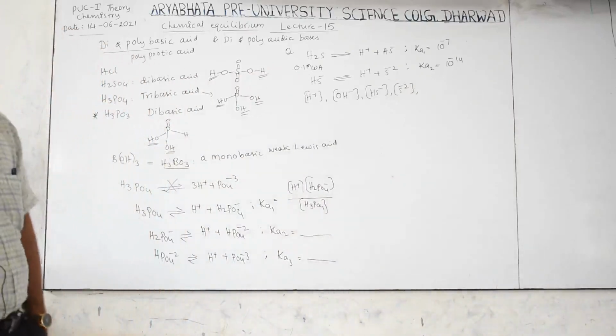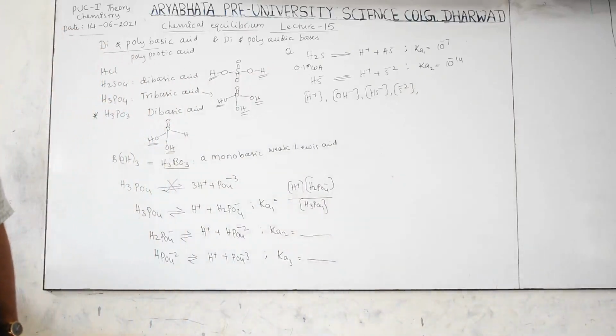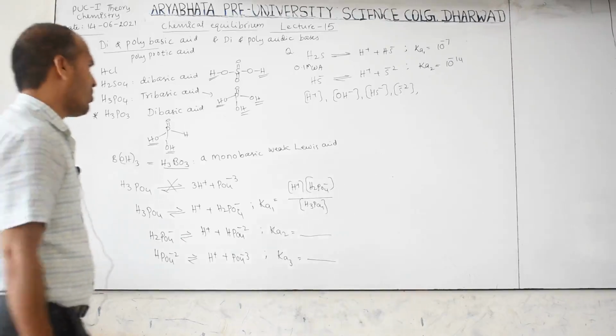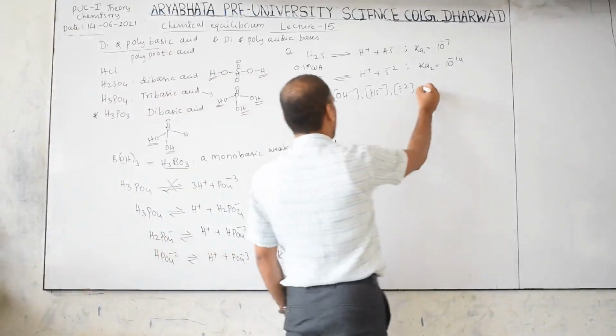Once again I am reading the question, listen carefully. Calculate the concentration of H plus, HS minus, S minus 2 in 0.1 M H2S solution. Ka1 is 10 power minus 7, Ka2 is 10 power minus 14. Extra, I have given OH minus also. Calculate this one.